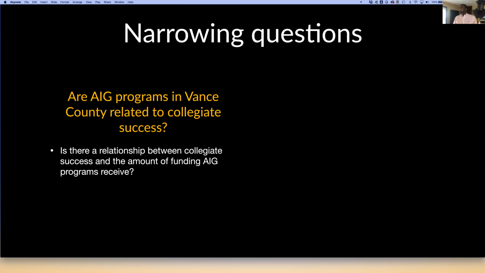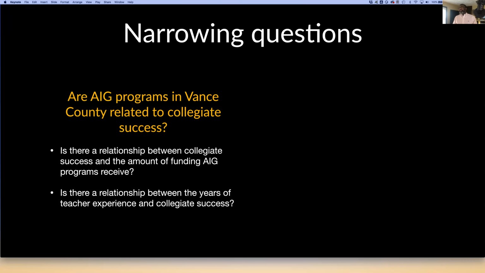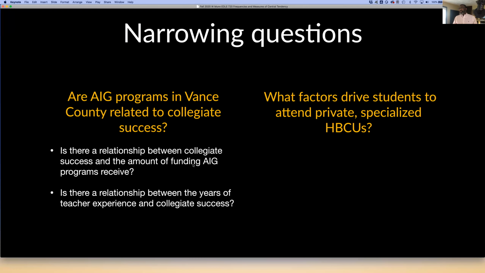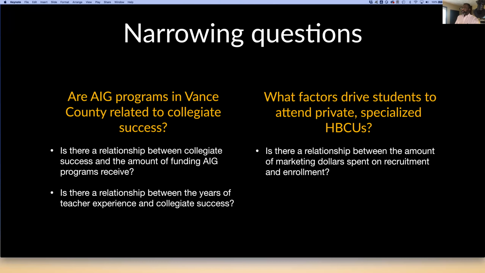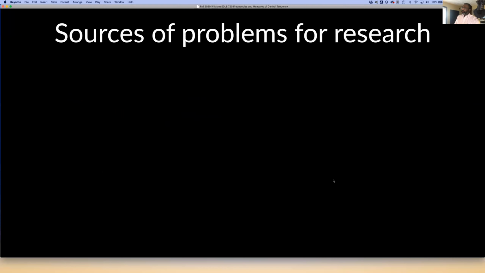Narrowing questions. So we want to narrow that. Are AIG programs in Vance County related to collegiate success? Is there a relationship between collegiate success and the amount of funding AIG programs receive? Is there a relationship between the years of teacher experience and college success? And so we may want to have some narrowing questions related to what factors drive students to attend private specialized HBCUs. Is there a relationship between the amount of marketing dollars spent on recruitment and enrollment? Is there a relationship between the number of STEM majors a school offers and enrollment?